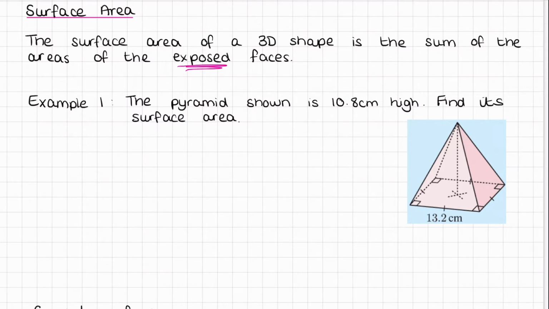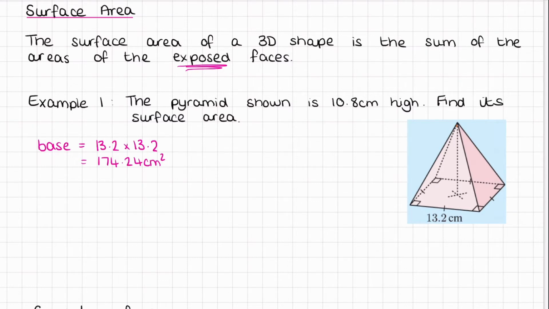First example, the pyramid shown is 10.8 centimeters high. Find its surface area. So in this pyramid you can see we have the four sides, which are all triangles. Then we have a square base. Now the easiest thing to find first will be the square base. So the base is a square, so it is 13.2 multiplied by 13.2, which is 174.24 centimeters squared.